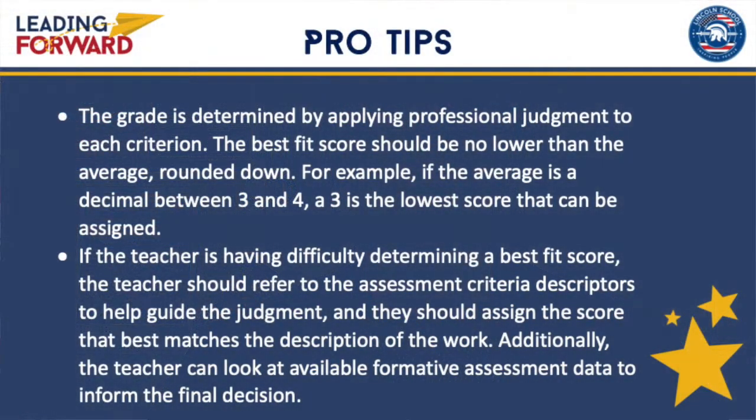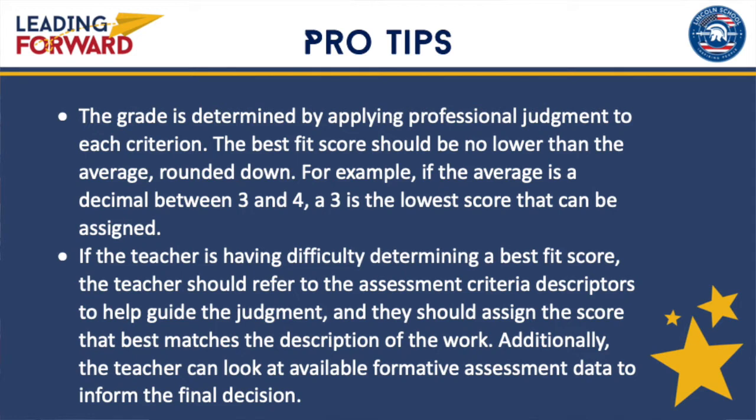The best fit score should be no lower than the average, rounded down. For example, if the average is a decimal between 3 and 4, a 3 is the lowest score that can be assigned. Again, we're not averaging, we're just using that as a measurement to help us determine what the lowest score could be, and then using our best fit professional judgment to determine the best fit score.